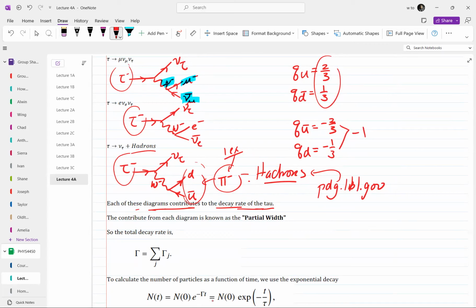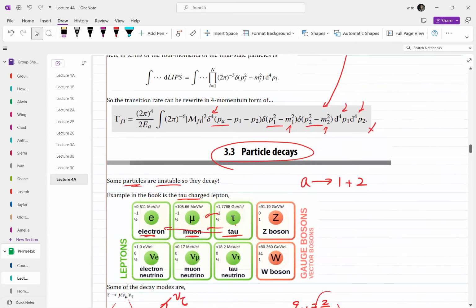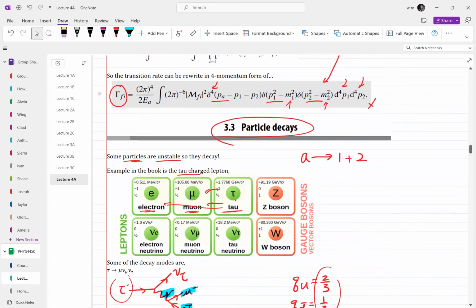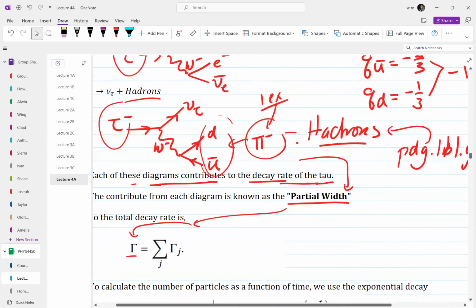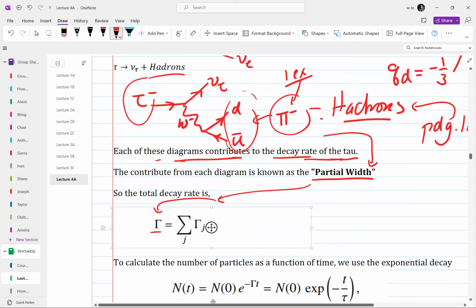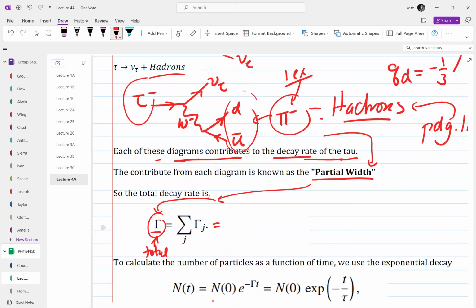Each of these channels will give you what's known as a partial width of the decay. Remember this transition rate we've been calculating? Another name for this is actually the width of the decay, where the total width is equal to the sum of all the possible ones.